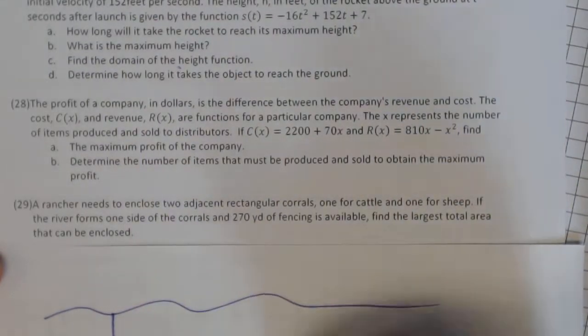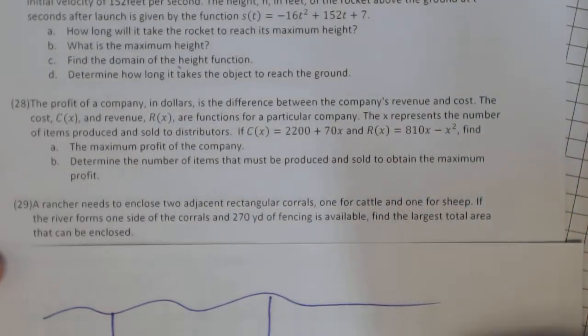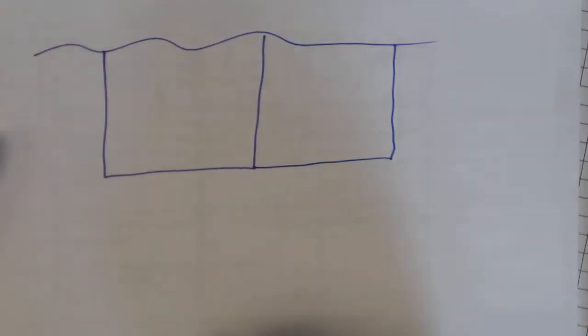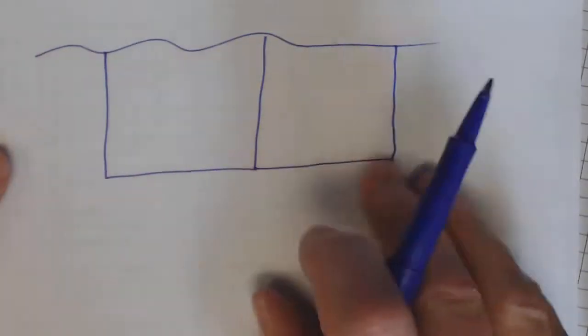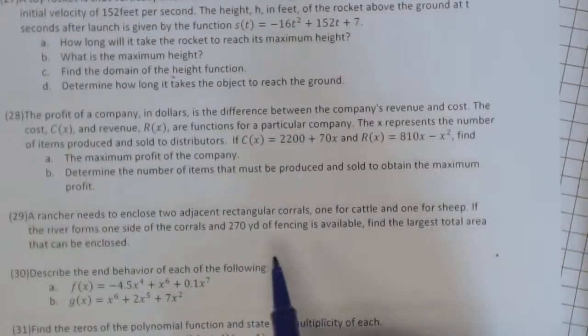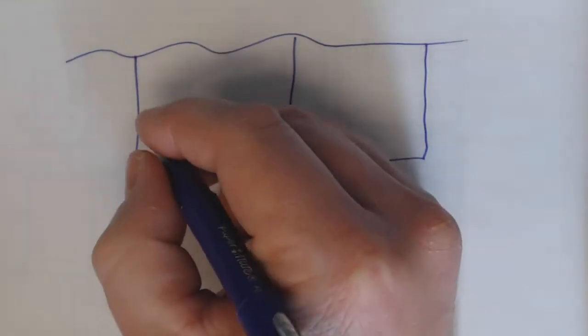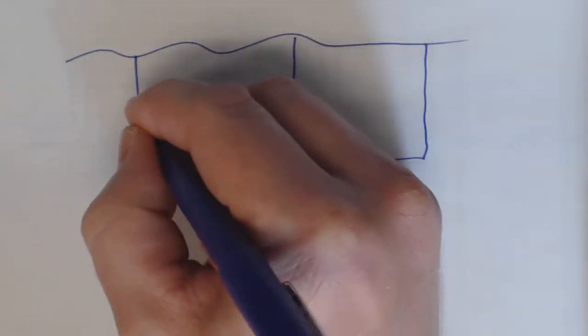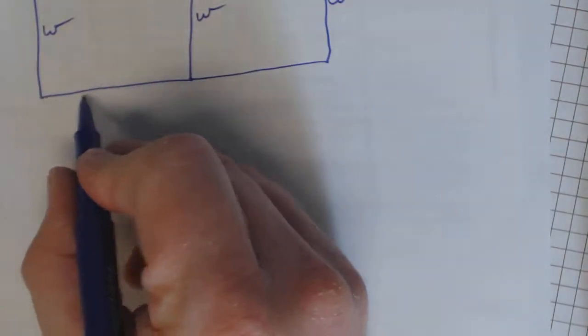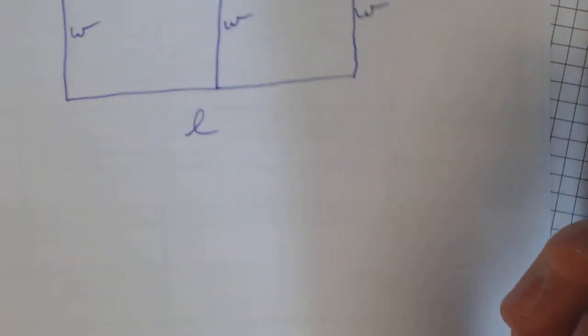You want to make two rectangular corrals for your cattle and sheep, and you want to maximize this area, given that you only have 270 yards of fencing to build this. So I'm going to call this a W, and a W, and then a W. And I'm going to call this whole side here a length.